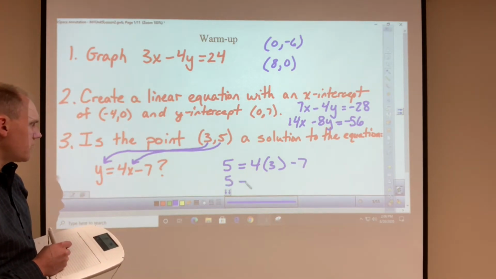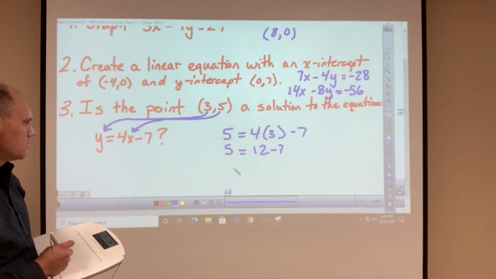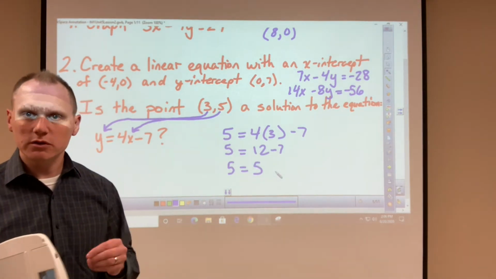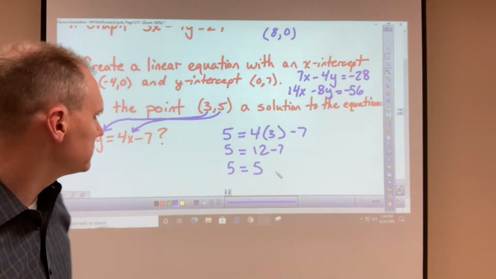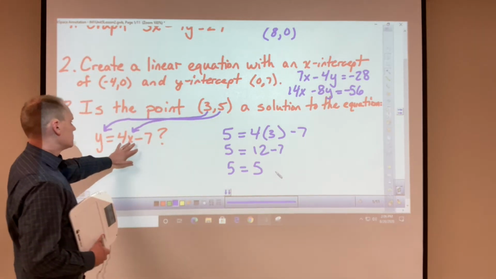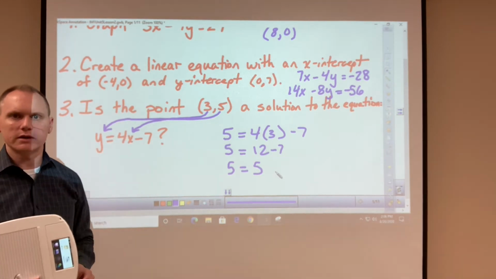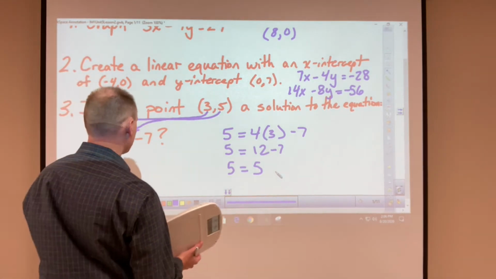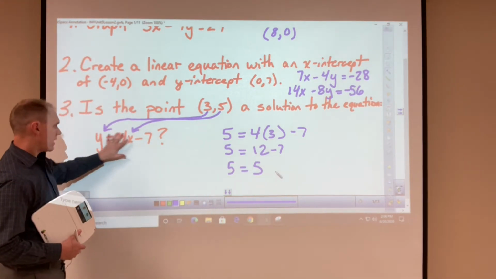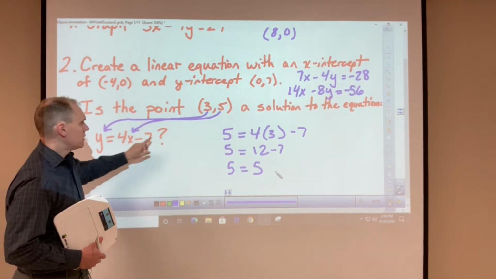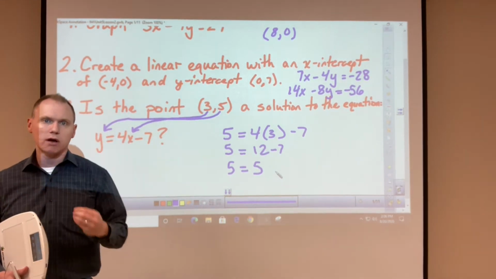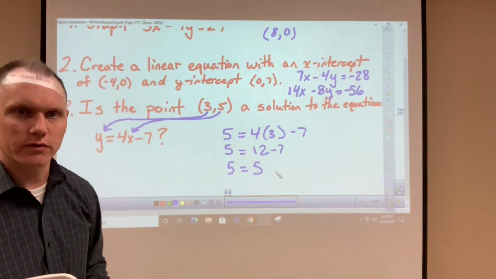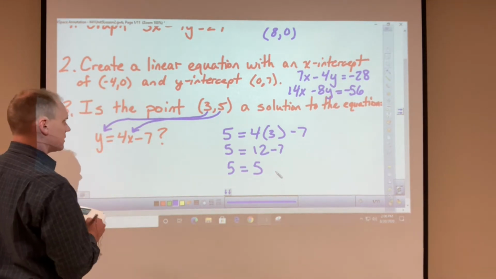Well, the left side's always going to be 5. 4 times 3 is 12 minus 7, and 12 minus 7 is 5. That is a true statement. Because those are indeed equal, 3, 5 is a solution to this equation. So we just need to substitute those values in and see if it works out. That's the best way to check if it's a solution. Graphically, what that means is, if we were to graph this line, the point 3, 5 would be a point on that line. I think we've talked about that in a previous video. But 3, 5 is on that line.